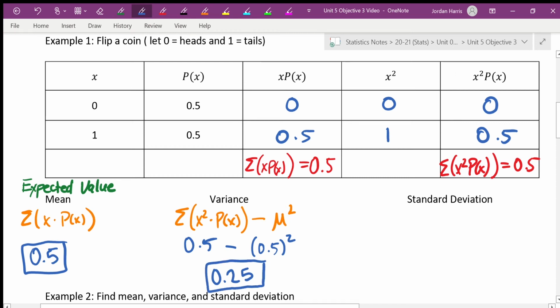So that's my variance. And the last equation is the square root of the answer we got for the variance. That will give us our standard deviation. So the square root of 0.25, and it's not super exciting, but I get 0.5.